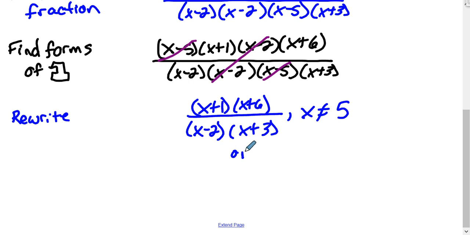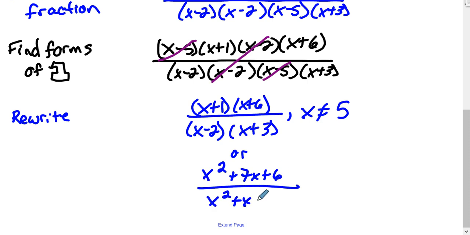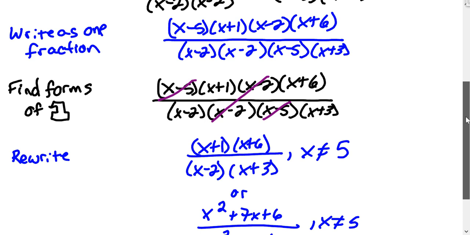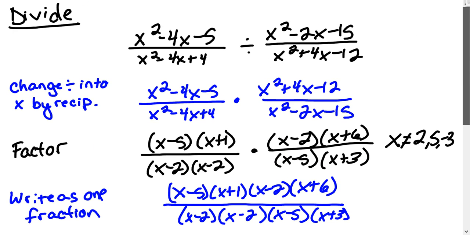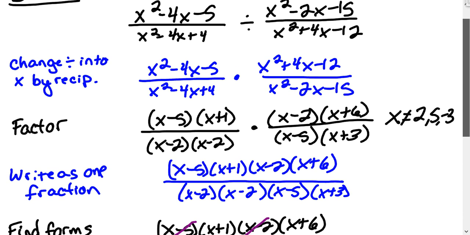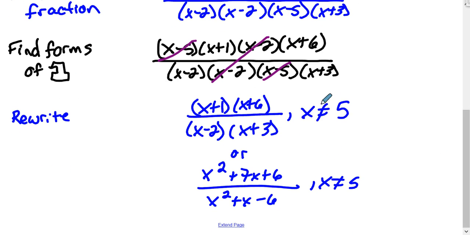If you really want to expand it, you can, and then you get x squared plus 7x plus 6 over x squared plus x minus 6. Again, listing out what x cannot equal. However, you don't have to do this extra work. It's just more places to make mistakes. So what did we do? Factor, if it's division, change division to multiplication by the reciprocal. Factor, find forms of 1, and then don't forget to write which ones you no longer see.